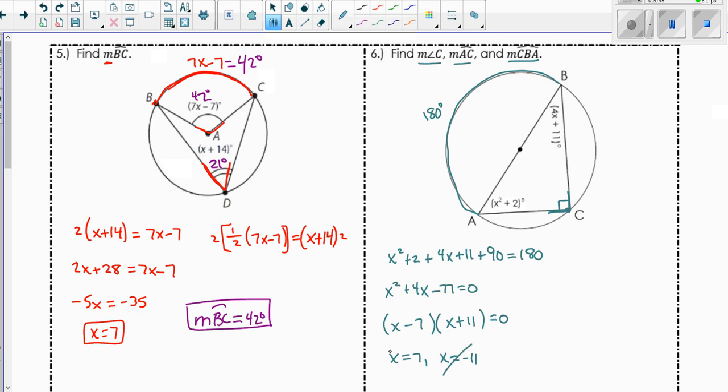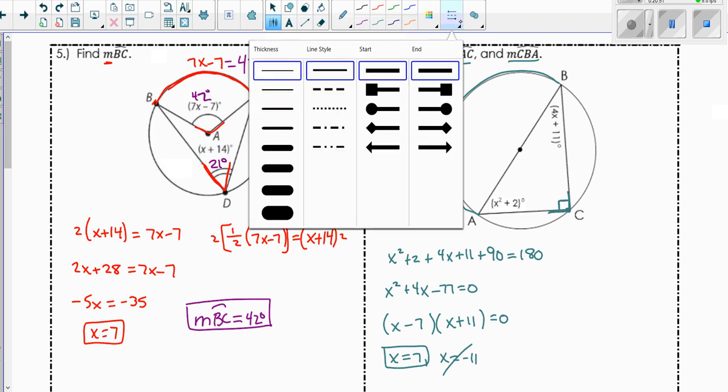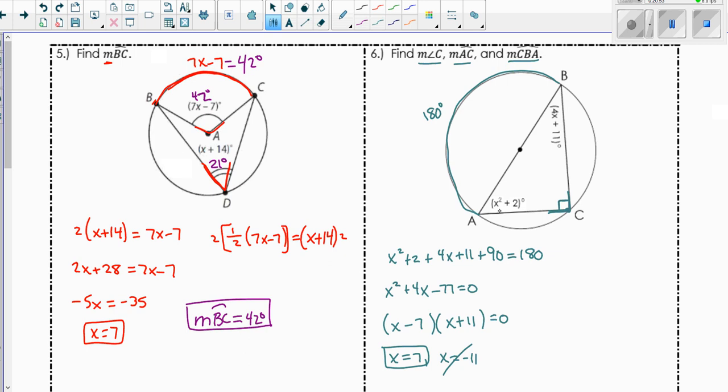Okay, so now this does work, and I'm going to go back now and figure out everything else for this problem. So if x is 7, 7 squared is 49, plus 2, this angle is 51. 4 times 7 is 28, plus 11 makes this 39.